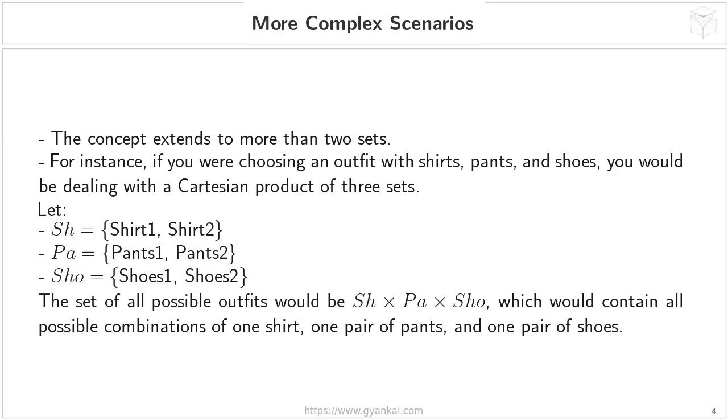This is a great stepping stone to understanding how Cartesian products can be used in more complex scenarios, and we'll see how the number of elements in the product grows as we add more sets, which we'll cover in the next slide.